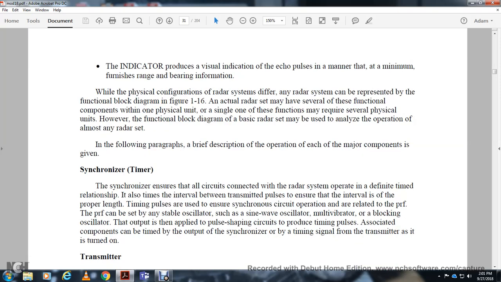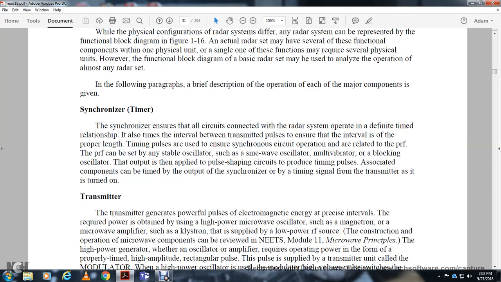The synchronizer ensures that all the circuits connected with the radar system operate in a definite time relationship. It also sets the time interval between transmitted pulses, ensuring the interval is of the proper length, and ensures the synchronizing circuits operate at the pulse repetition frequency. The pulse repetition frequency can be set with a stable oscillator such as a sine wave oscillator, multivibrator, or blocking oscillator. The output is then applied to pulse shaping circuits, which produce timing pulses so the associated components can be timed. The synchronizing timing signal output goes to the transmitter and turns on the transmitter.